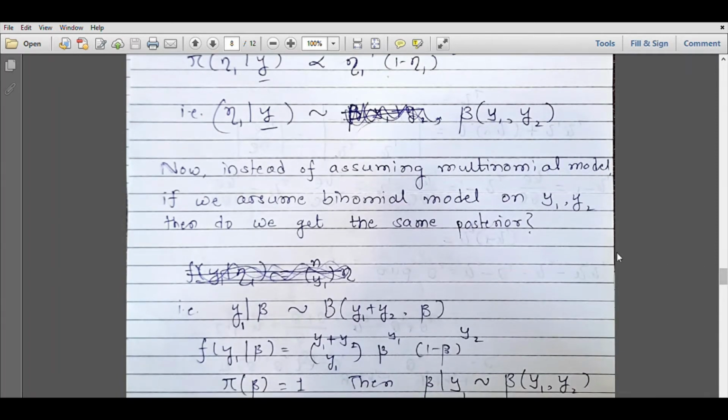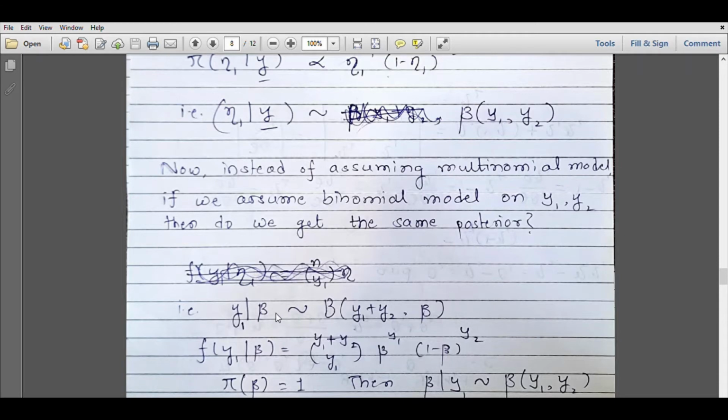Let us consider. Suppose the entire focus is only on y1, then notice that if y1 plus y2 is the total number of observations classified into two cells, that is the first cell or the second cell, then the distribution of y1 given beta, where beta is theta 1 upon theta 1 plus theta 2, will be simply binomial with parameters y1 plus y2 and beta.